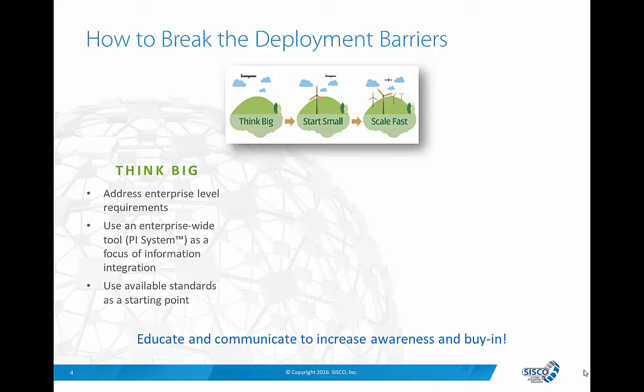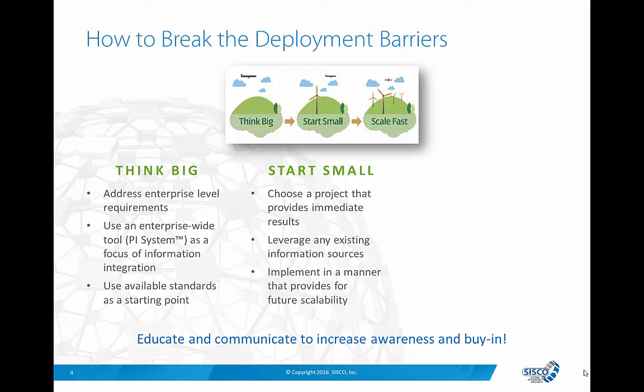So how do we break the deployment barriers? Think big. Address enterprise-level requirements. Use the Pi system as the focus of information integration. Use available standards as a starting point. Educate and communicate between the silos and business stakeholders to increase awareness and buy-in. That is a continuous effort that needs to be ongoing.